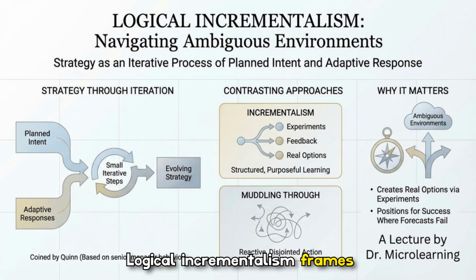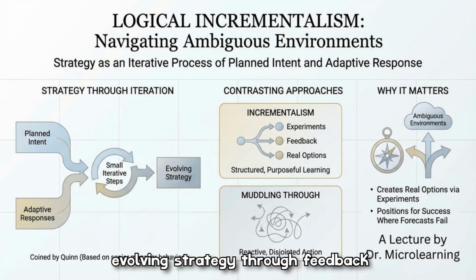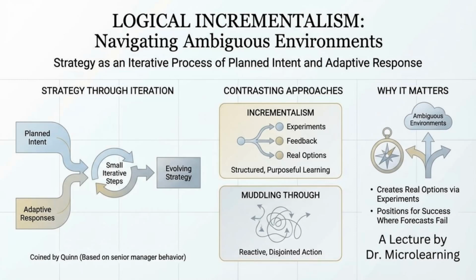Logical incrementalism frames strategy as an iterative dance between planned intent and adaptive responses, favoring small experimental steps that build evolving strategy through feedback and real options. This contrasts with muddling through reactive chaos, and matters because structured iteration creates optionality and positions organizations to succeed when forecasts fail in ambiguous environments.